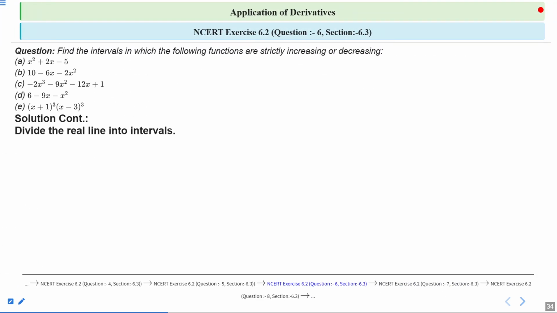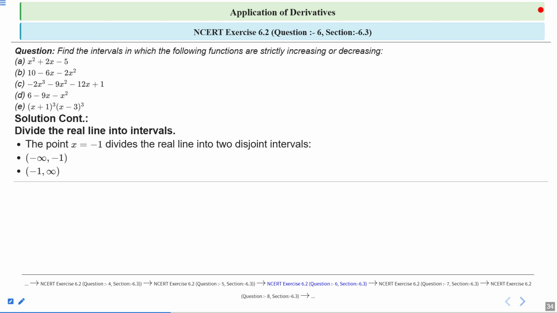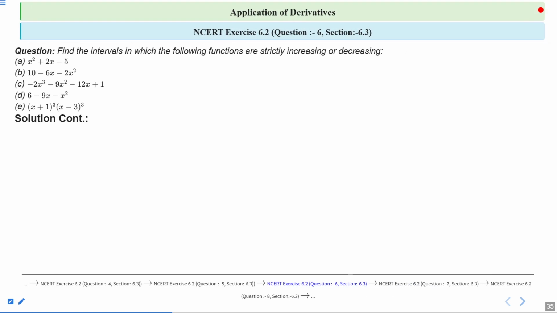Now divide the real line into intervals. So the point x equal to -1 divides the real line into two disjoint intervals, which is -infinity to -1 and -1 to infinity, isn't it? So check the sign of derivative in each interval.